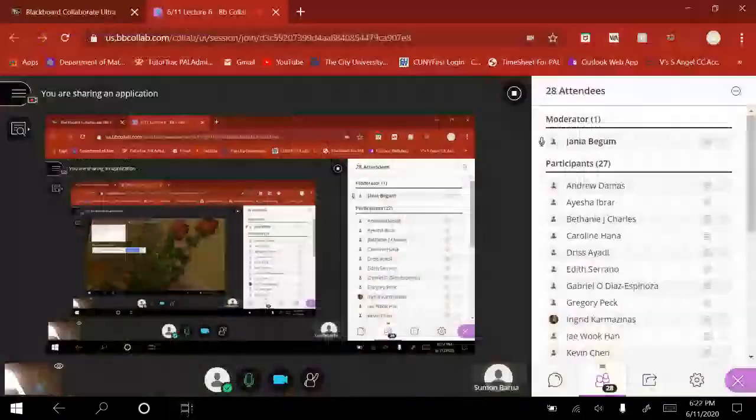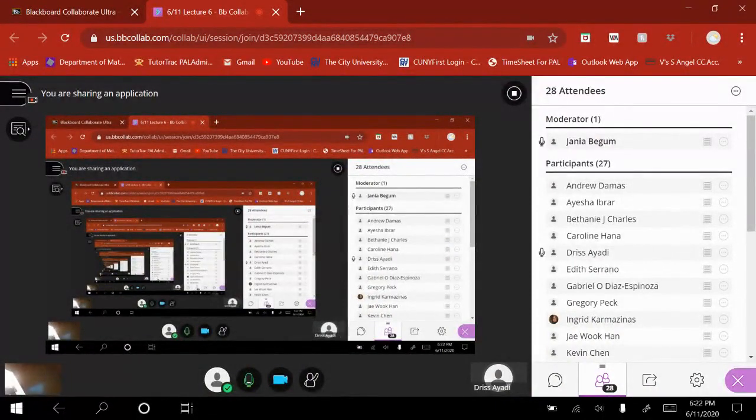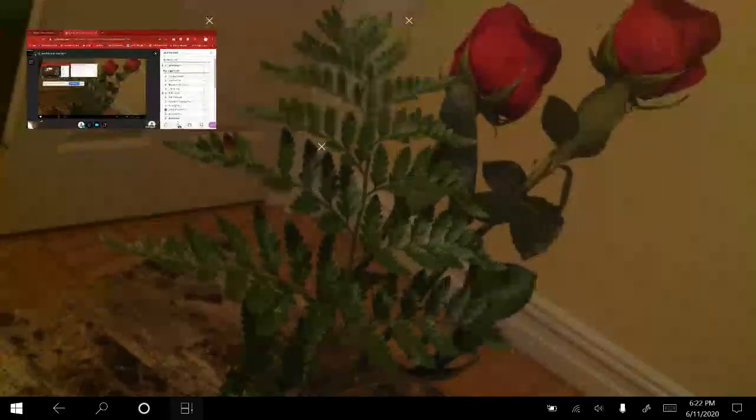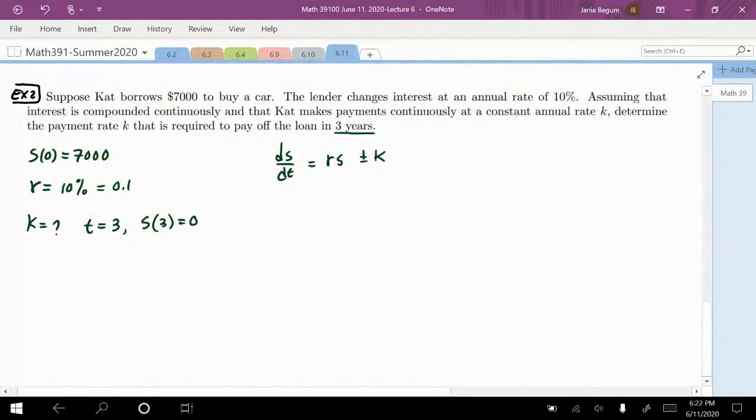It should be plus. Minus. So, okay, we have conflict. Some of you think it's plus, some of you think it's minus. Let's justify. How do you know? We are starting off with 7,000 and we want to get it down to 0. So K would be subtracting away from the loan.